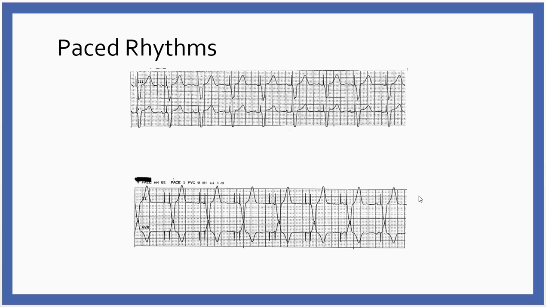Okay, so when you're looking at those paced rhythms, you want to know what the pacer is set at. If the pacer was set, for example, at 60, the rate should never be less than 60. So we want to look at how much is intrinsic rhythm, how much is actually being paced, and do we have pacer spikes followed by capture. You never want to see pacer spikes hanging out there by themselves, and you always have to check the patient.